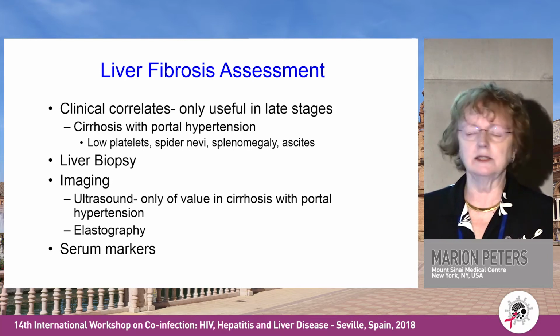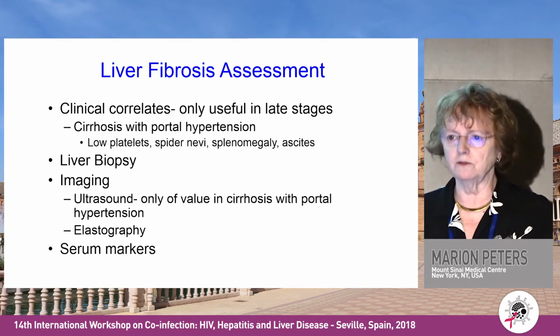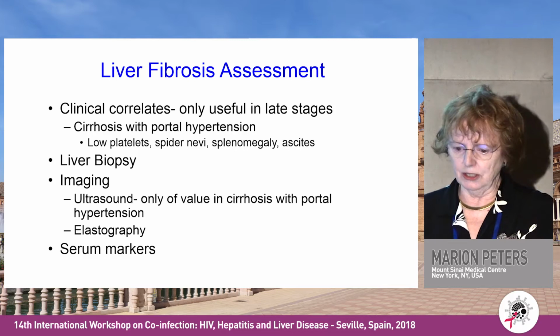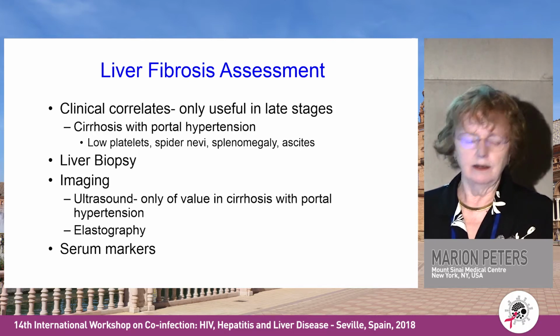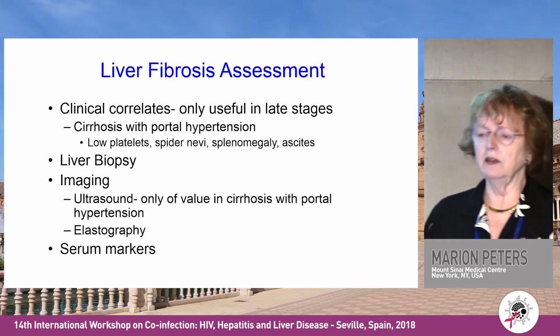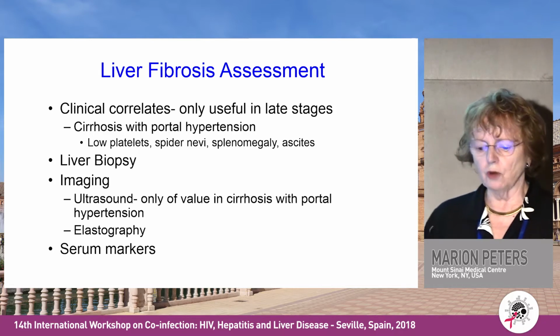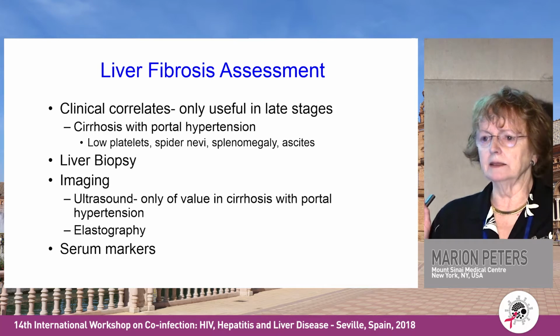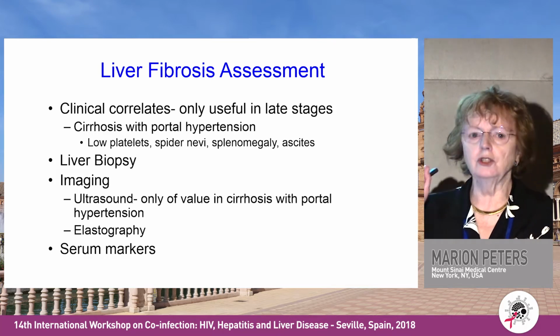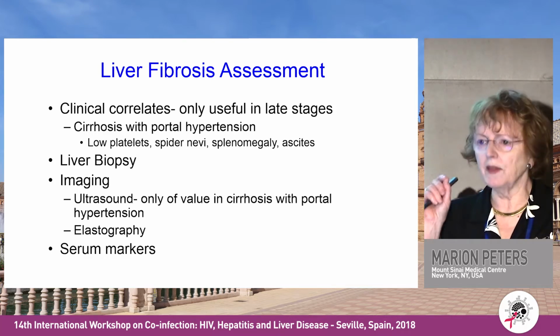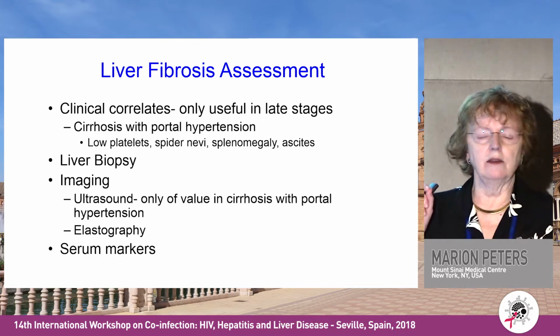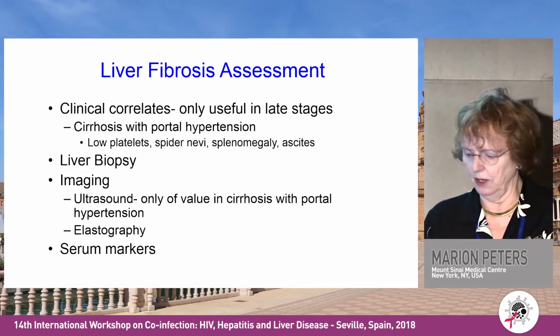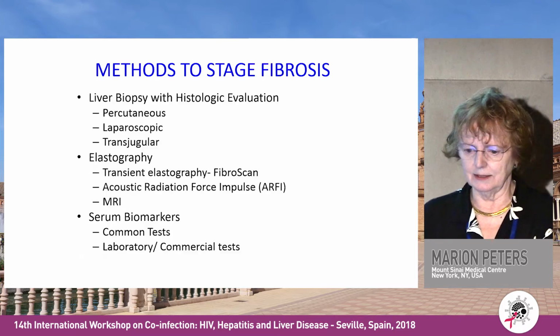Liver biopsy is the tried and true management of fibrosis assessment. Imaging, ultrasound is really only of value where you have cirrhosis with portal hypertension. We did a study looking at patients who had cirrhosis without portal hypertension, and it was 75% accurate. Elastography, we'll talk about that, and serum markers.